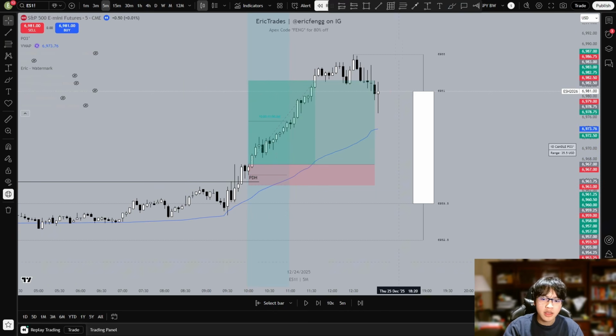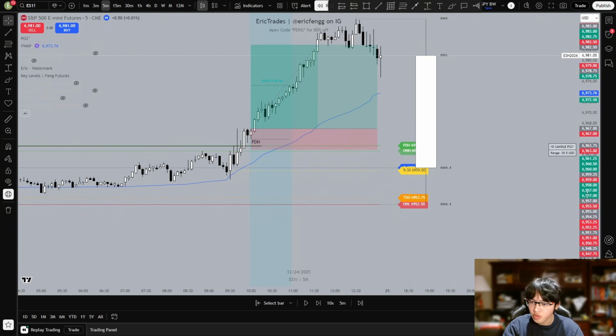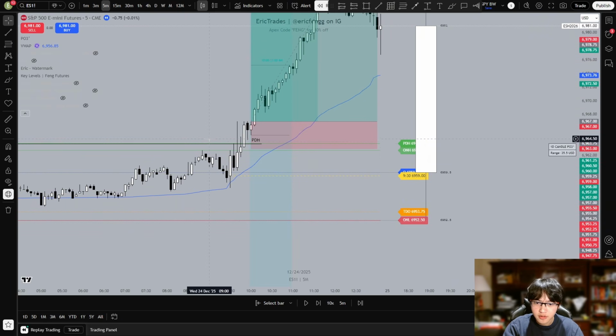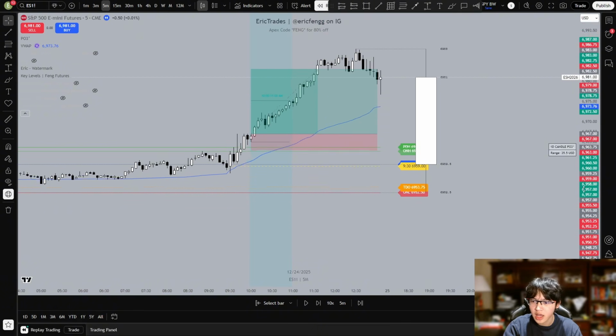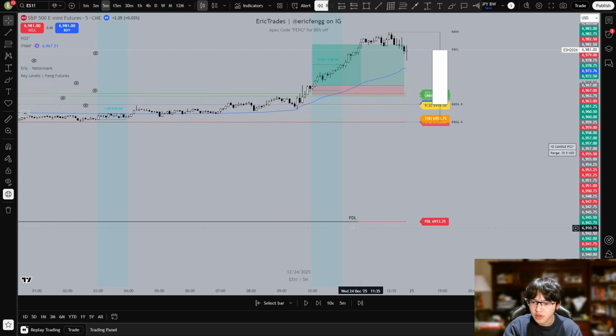Now, I did want to add that marking these levels every single day will get really annoying. So I actually put out an indicator that pretty much automates all this. So we can see we have our previous daily high, our overnight low. We can see we have our previous daily high. If we zoom out a little bit, our previous daily low, which matches with those lines we drew.